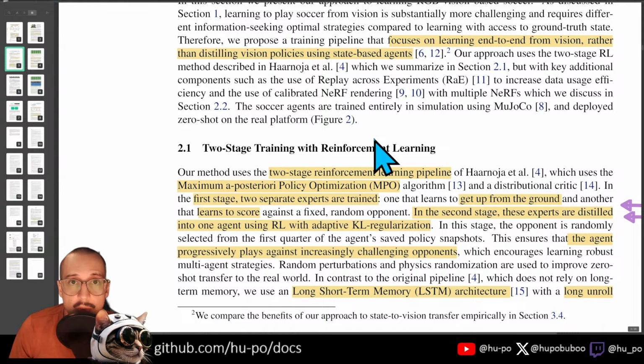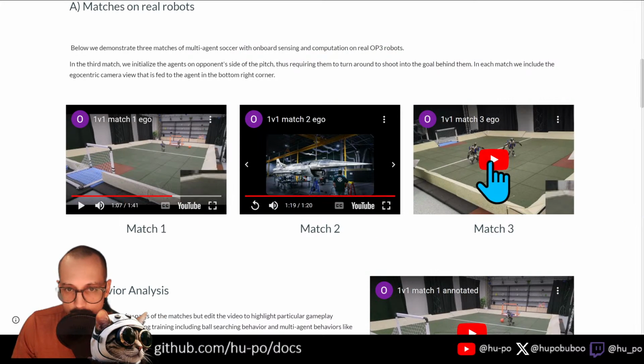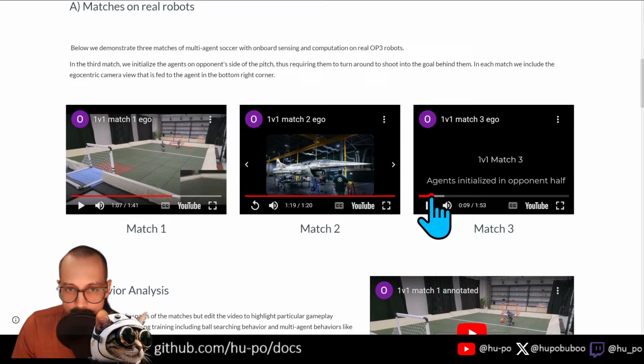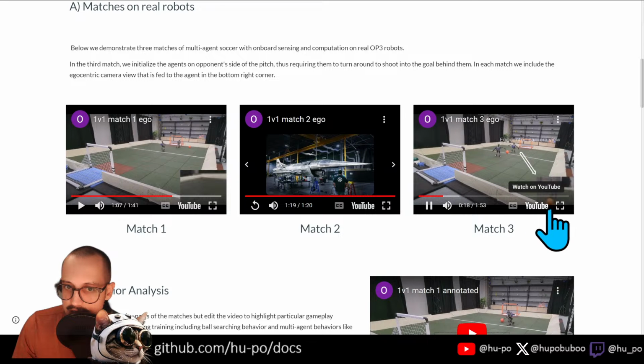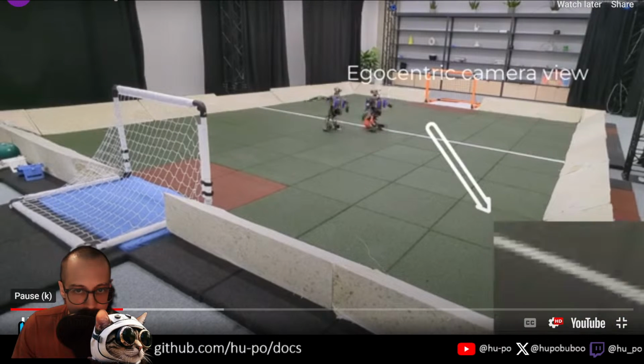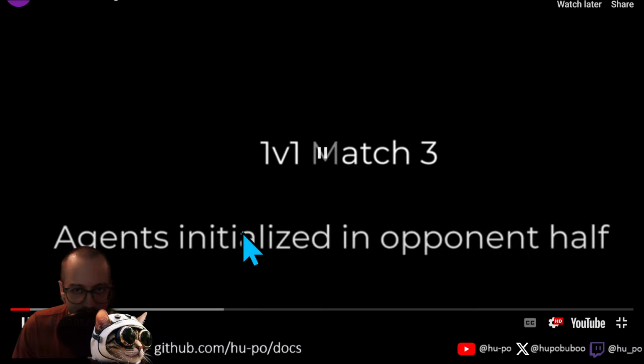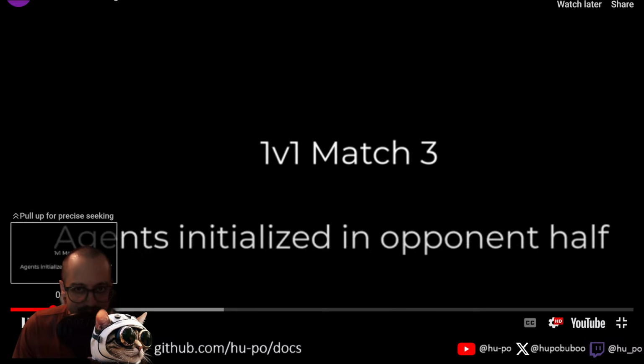Question from Pratyush. Why can't they score a goal without getting off the ground, or is this to avoid a penalty for playing with hands? The reason they need the get-up model is because these little robots fall over constantly, right? So you see that? See here how that little robot just almost immediately falls over? Look at this.